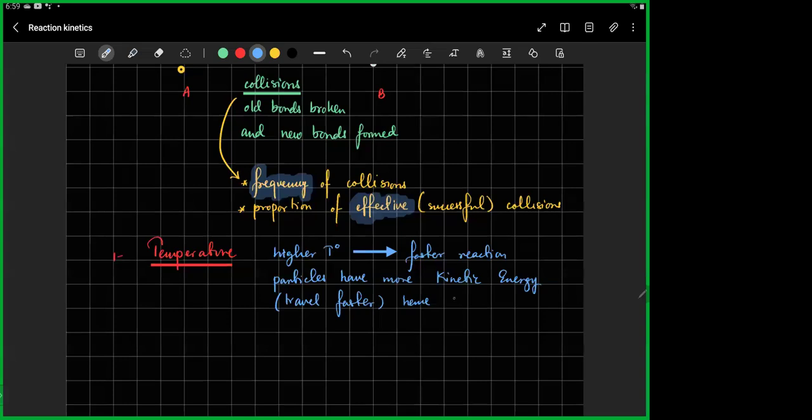Hence, the frequency of collisions and the proportion of effective collisions, they both increase. So the frequency of collisions, because they're traveling faster, they're going to bump into each other a higher number of times, right? And the proportion of effective collisions, they're going to collide with a lot more force, so the collisions are going to be more effective, right? So the frequency of collisions and the proportion of effective collisions, they both increase.